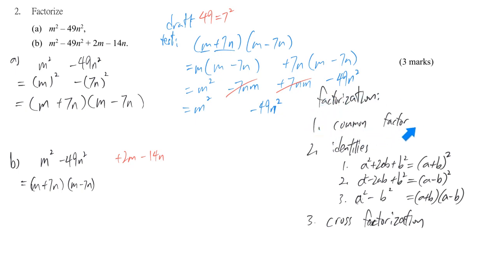So we check the common factor first. 2 and 14 are both even numbers, so both of them should be divisible by 2. I can write 2m to be positive 2 times m. Also, 14n is positive 2 times 7n. So we find that 2 is common here. That's why I can extract it. It's 2 times m minus 7n.